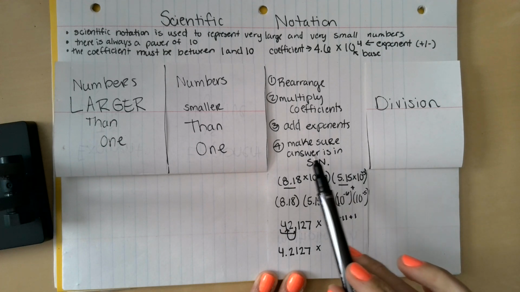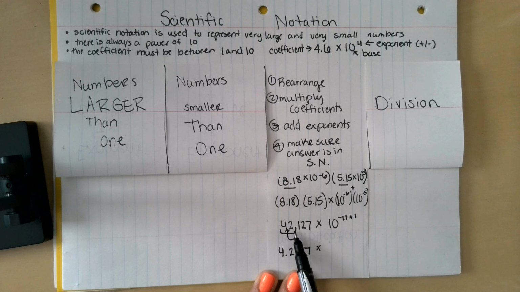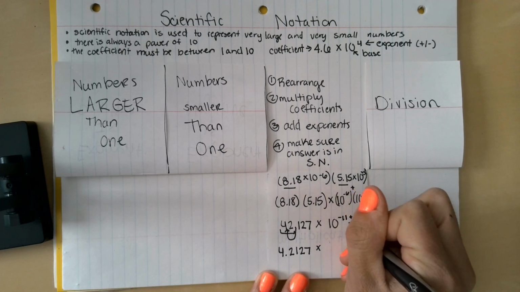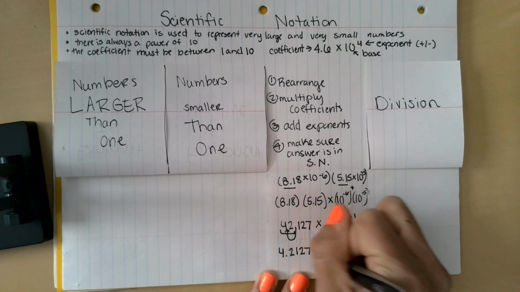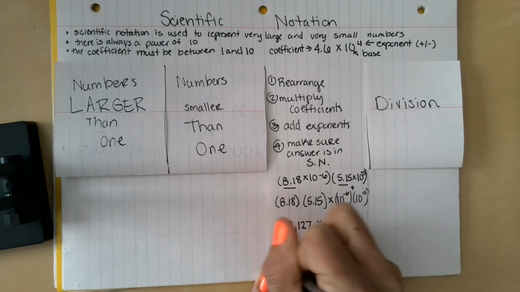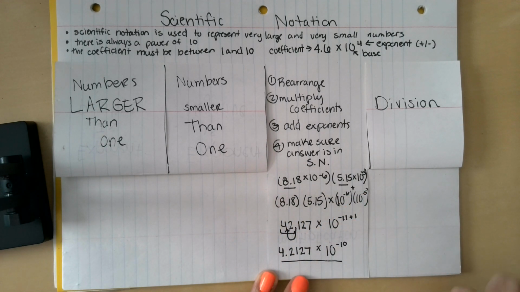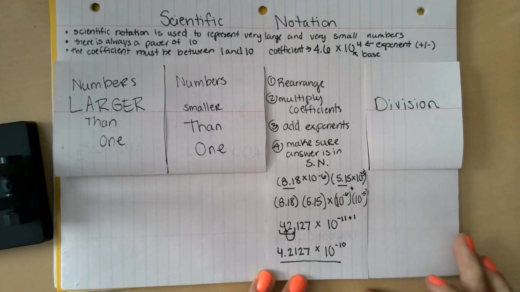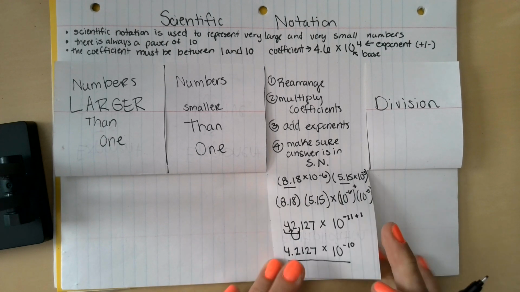And this is true for multiplication or division. If you are adding decimal places, you add an exponent. If you are taking decimal places away, you subtract an exponent. So we add these together, negative 11 and 1 is 10 to the negative 10th power. And that is our solution in scientific notation. Okay, that is how we do multiplication.